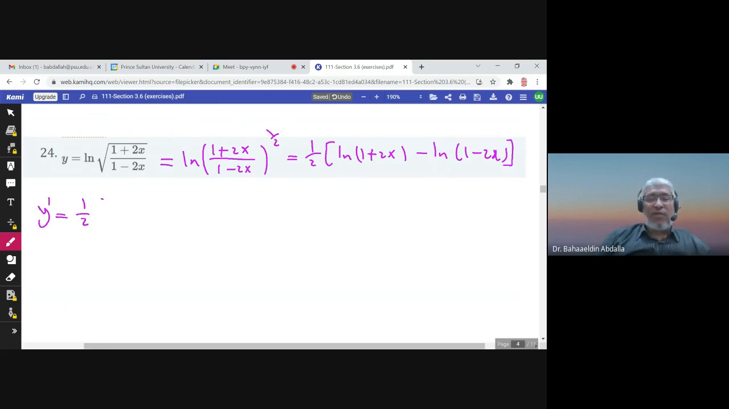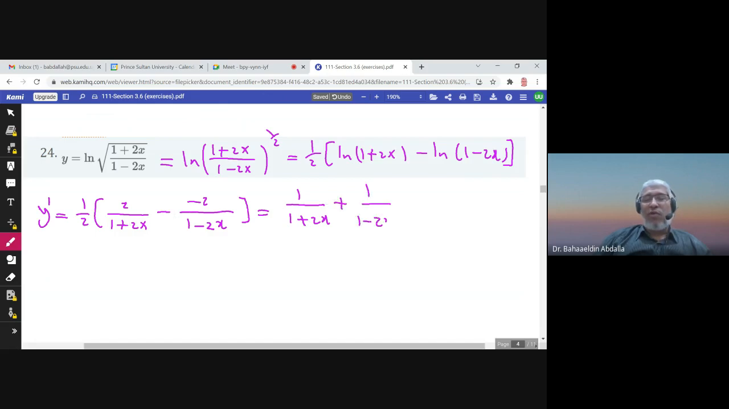The half is a constant, and derivative of ln 1 plus 2x is 1 over 1 plus 2x times 2, the derivative of 2x, minus 1 over 1 minus 2x times negative 2. So I can write the answer as, if I multiply half times this, I'll have 1 over 1 plus 2x, and this is a plus 2 times half, so I'll have 1 over 1 minus 2x. So that's the derivative.